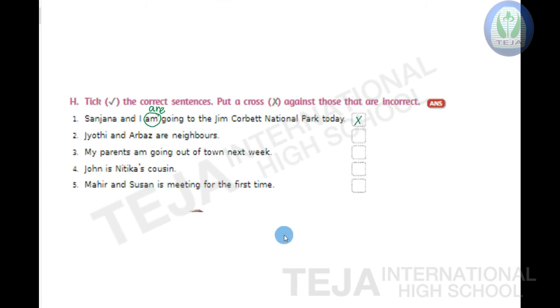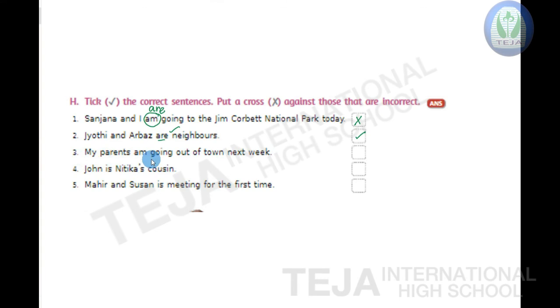Next, second question: Jyoti and Arbus are neighbors. So Jyoti and Arbus, two persons are there. It's a plural form. So are is the correct word. So the sentence is correct. Put tick mark, children.